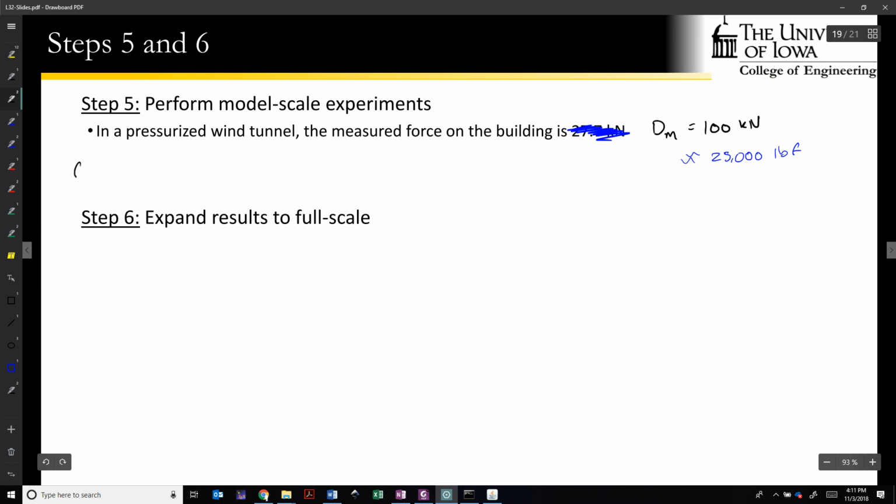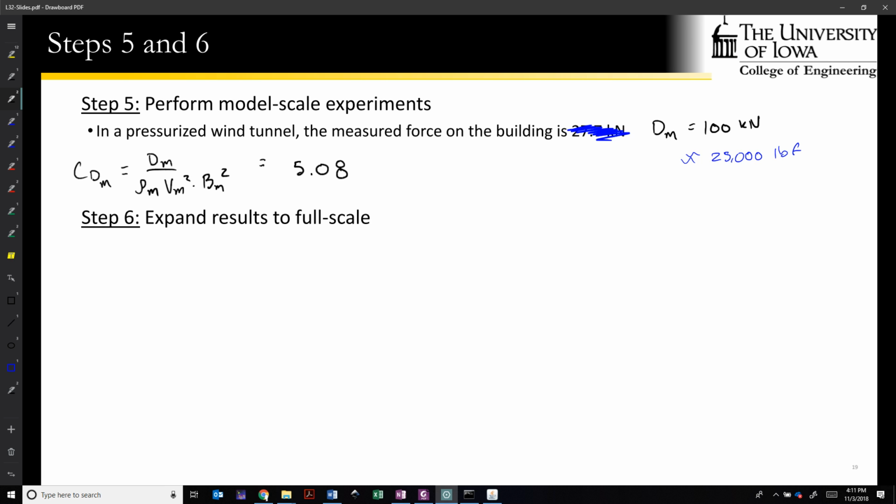Next, we're going to calculate the drag coefficient of the model, that is, the model drag over rho model V model squared times B model squared. Okay, and this is going to give us a value of 5.08.